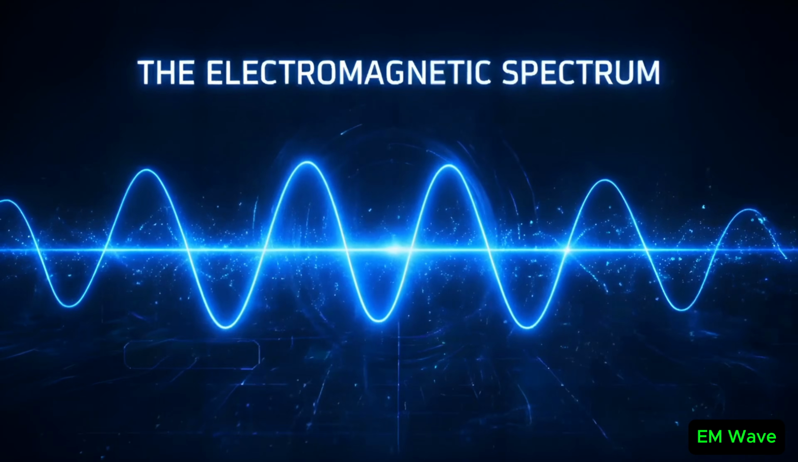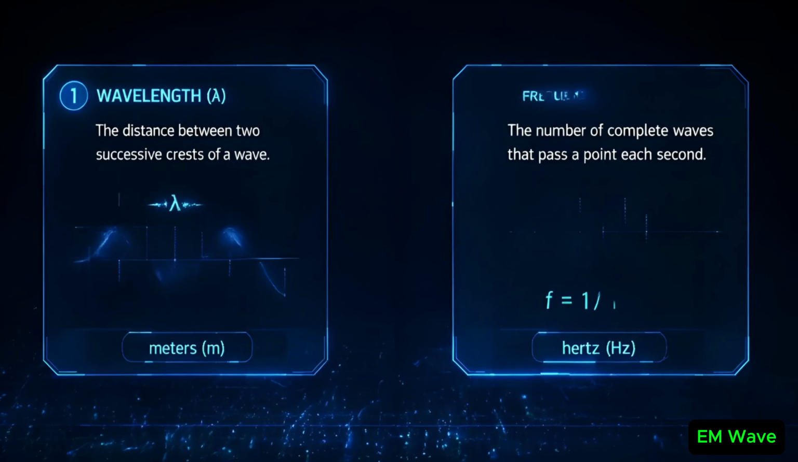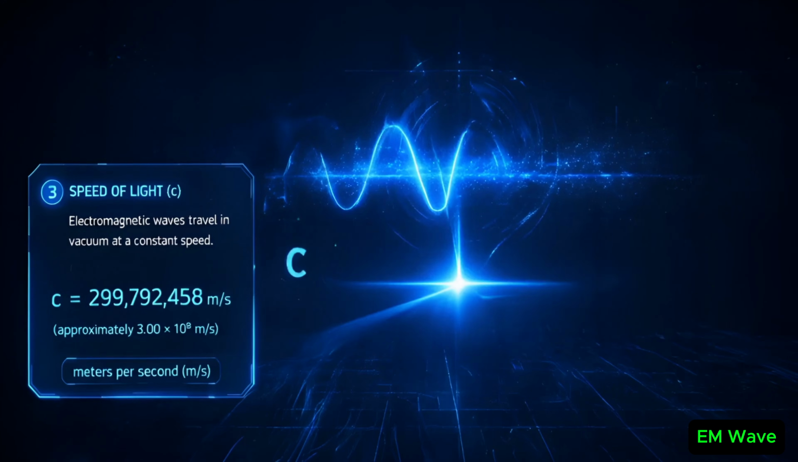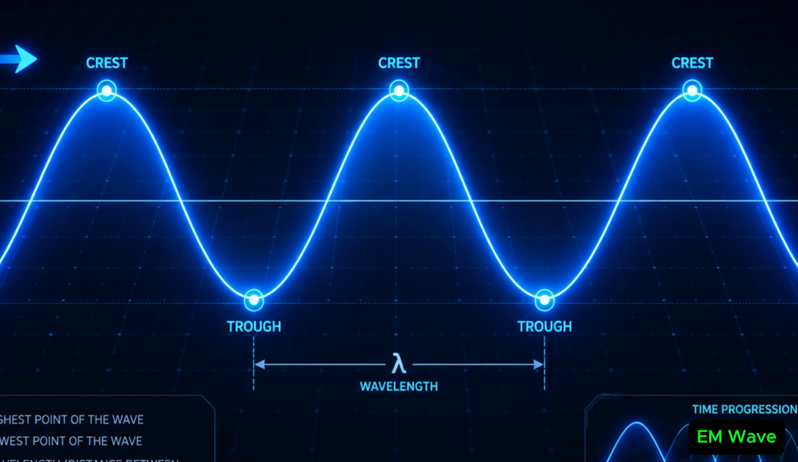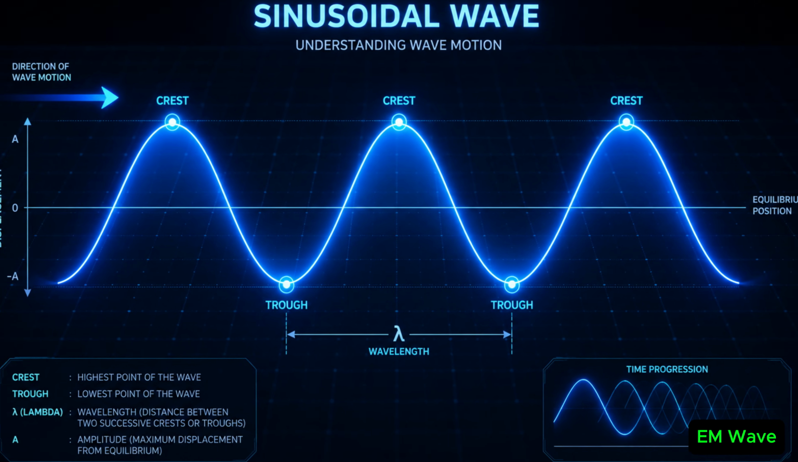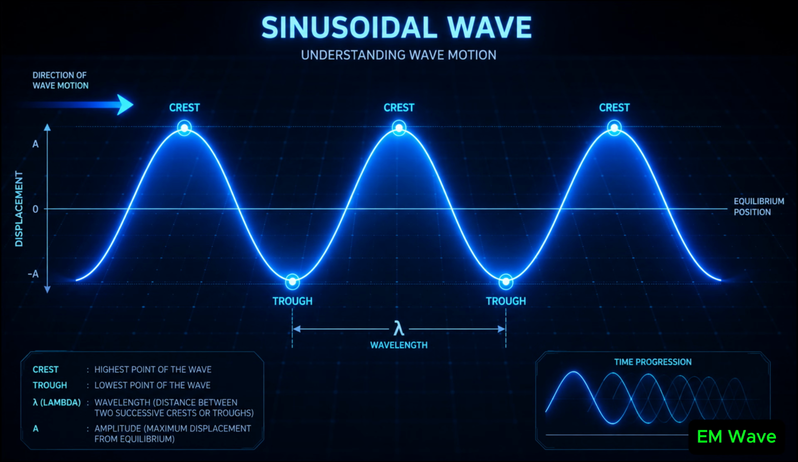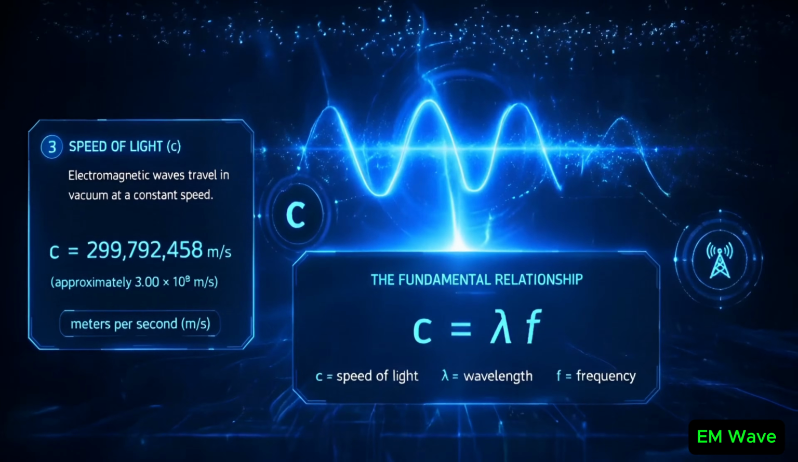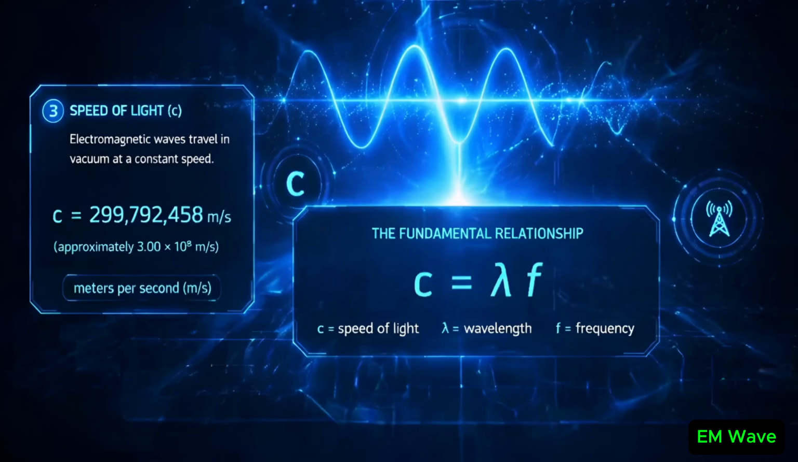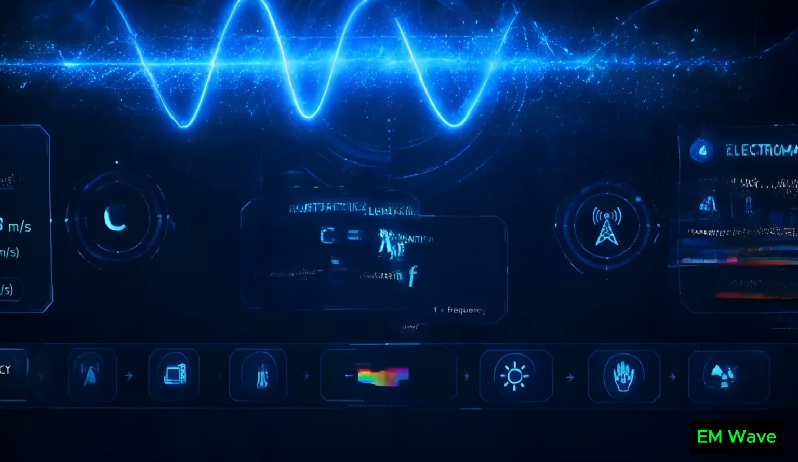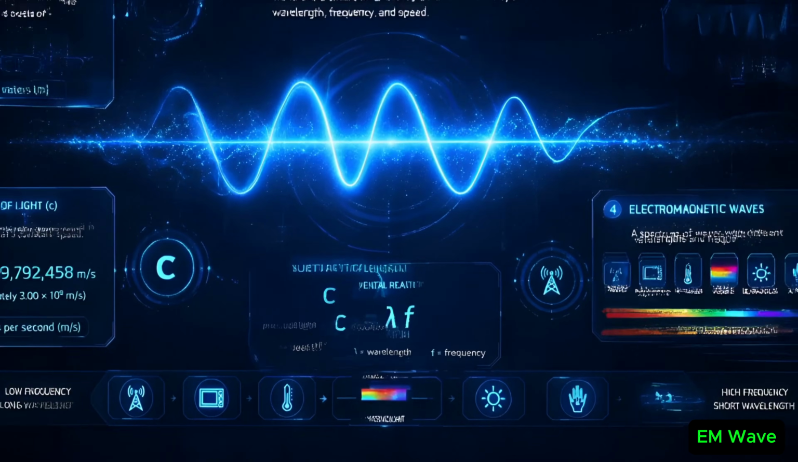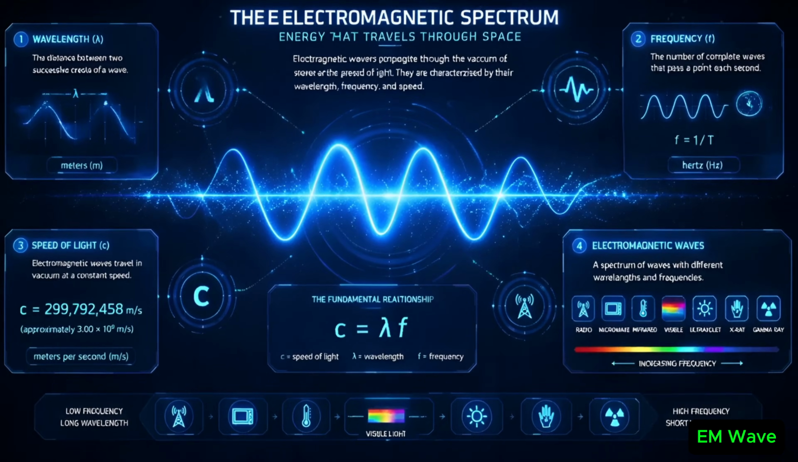Like ocean waves, electromagnetic waves repeat in a regular pattern. Notice the crests and troughs. This repeating nature allows us to measure waves in different ways.